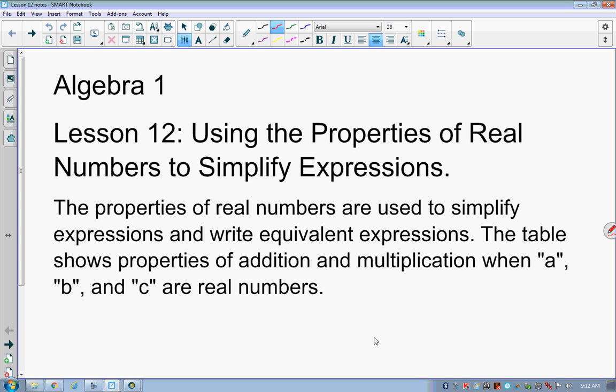All right, Algebra 1, Lesson 12, using properties of real numbers to simplify expressions.